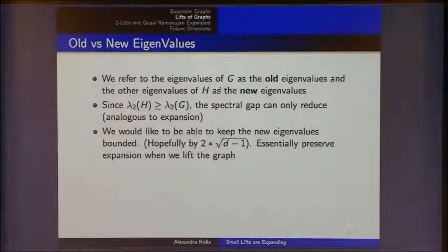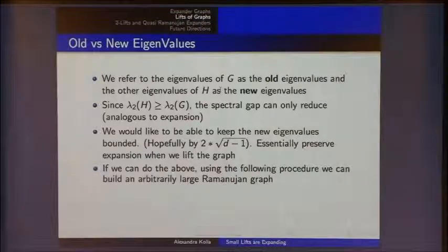So fine, we sacrifice lambda 2 of G, we have it, we can't do anything about it, but if all the other eigenvalues are bounded by 2 root d minus 1 or something around there, then we can essentially preserve the expansion of the base graph when we lift. And if we can do the above, then we have a good algorithm to produce arbitrarily large Ramanujan graphs.